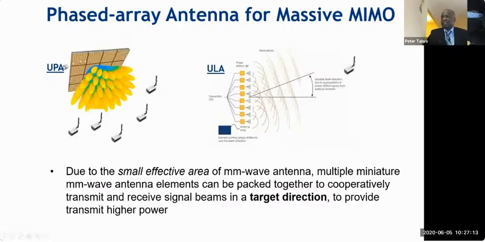As stated earlier, we have different forms of array, the UPA and the ULA. We're going to be focusing on the ULA. If you look at the ULA, we have all these antenna components packed together, and when the signals transmitted through these components are varied in phase, the variation is responsible for the steering of the beam to the direction that we desire.